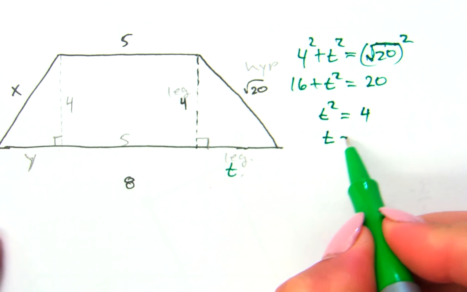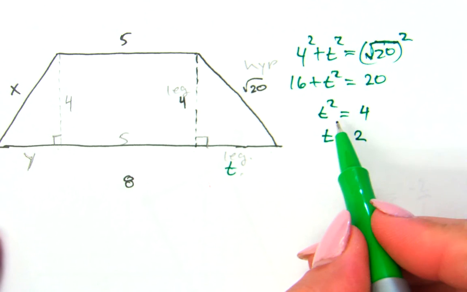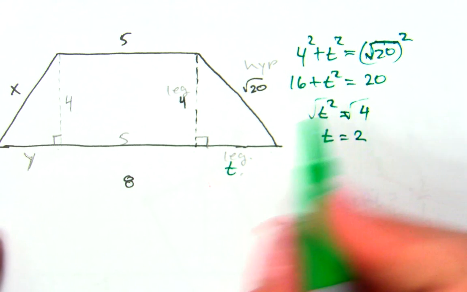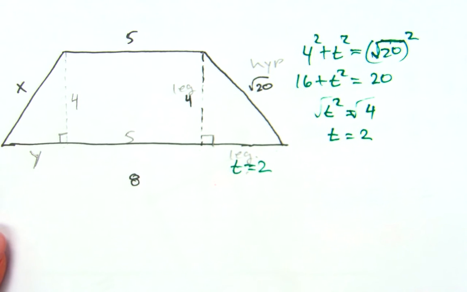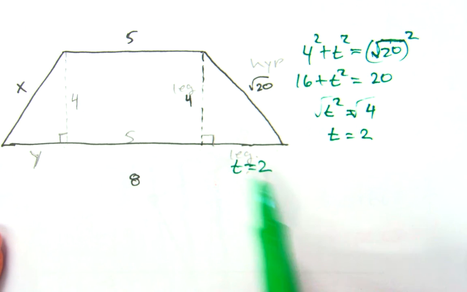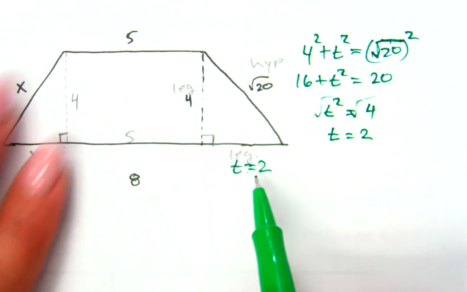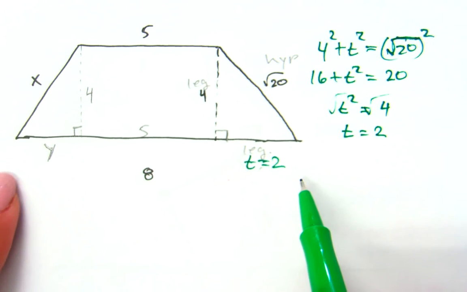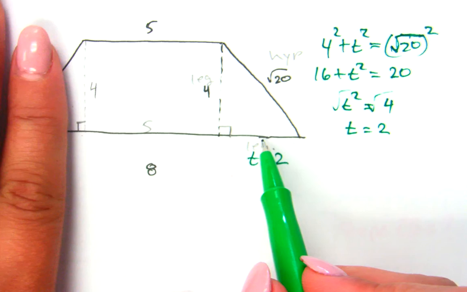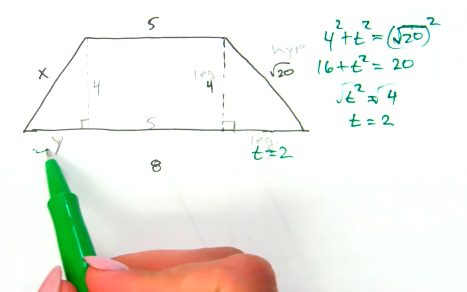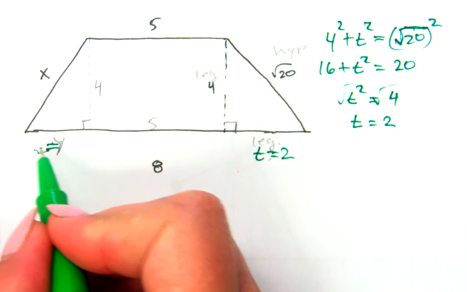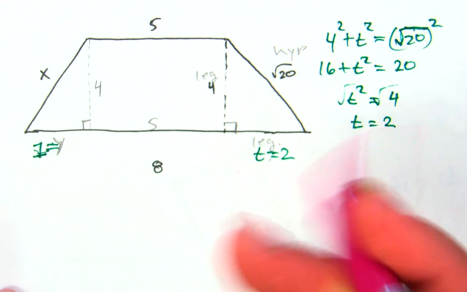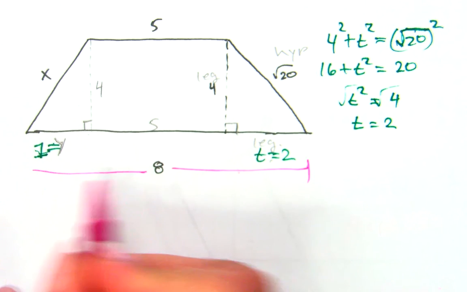So now we have T squared is equal to 4, because I'm subtracting 16 from both sides, and you have that T is equal to 2, because the square root of 4 is going to give me a 2. So that means T over here is 2. So if this is 5, and that's 2, together 5 and 2, just for this part, should give you a 7, right? But the whole thing is 8. So if that's 7 just from this little corner right here all the way here, that means Y on this side must be equal to 1, because 1 plus 5 plus 2 should give you 8, which is the whole entire bottom from here to here.